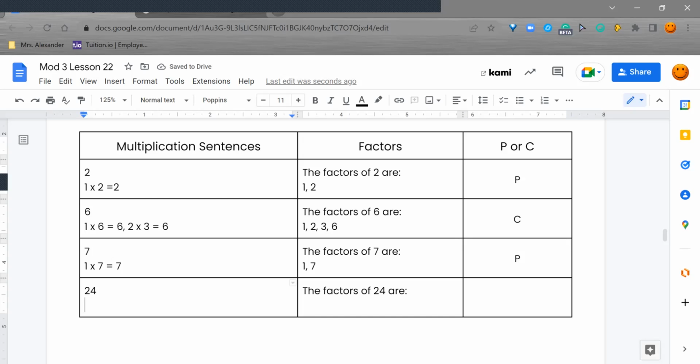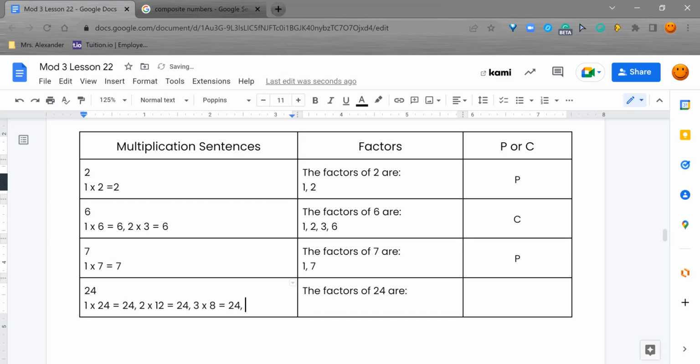Now let's look at 24. We have 1 times 24 equals 24. We have 2 times 12 equals 24. 3 times 8 equals 24. Then we have 4 times 6 equals 24.